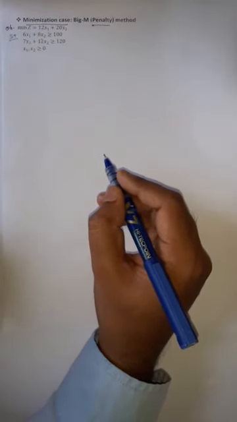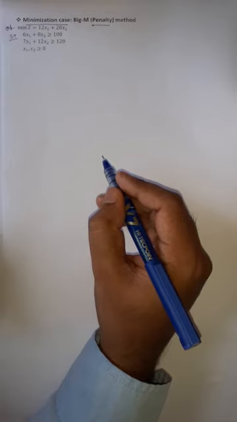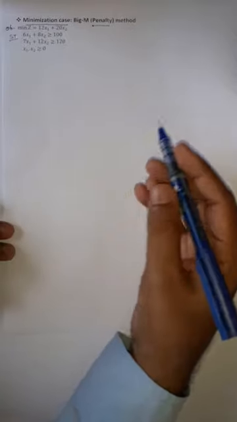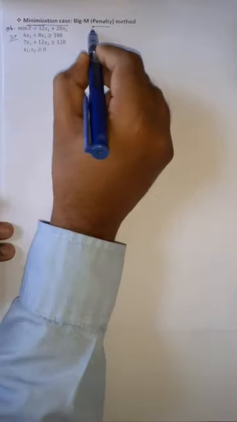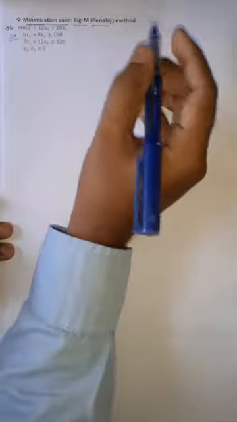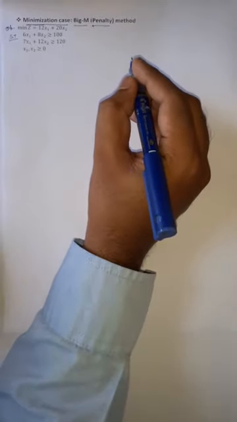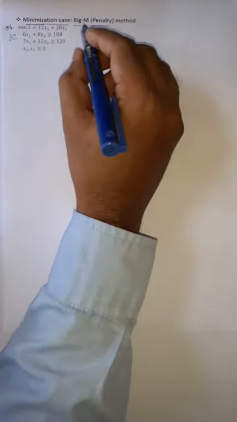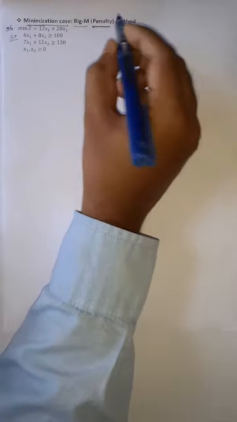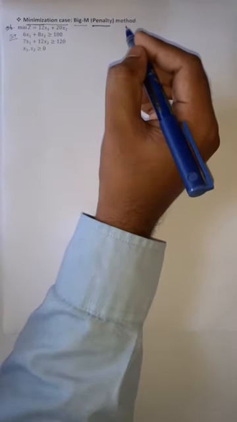Welcome you to a lecture series on Operation Research, in which we have been studying linear programming problems. We saw the simplex method for the maximization case in the previous lecture. Today we are going to learn about a minimization case with the help of the big M method, or how to solve a minimization problem by the big M method, also simply called the penalty method.